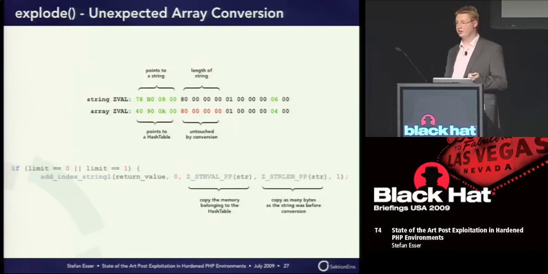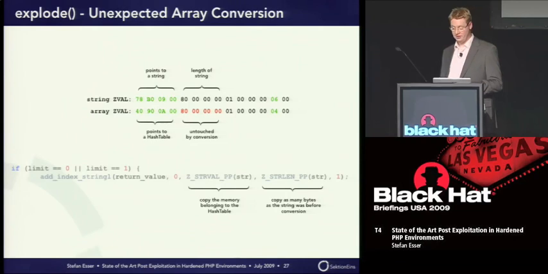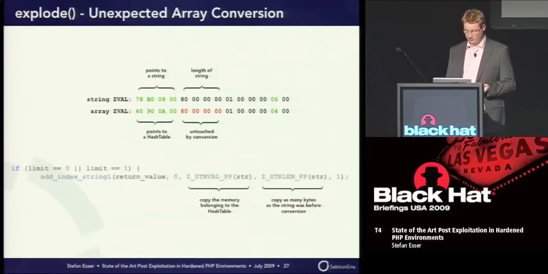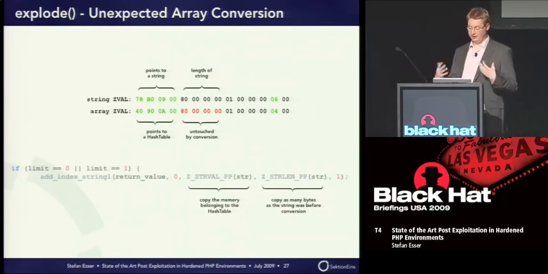The problem here is when you have a string in memory, you first have the pointer to the actual string, then you have the length of the string, then you have the reference counter, and then you have the type which says it's the string. And now imagine I'm able to somehow convert this variable internally into an array, and it's in the same place.